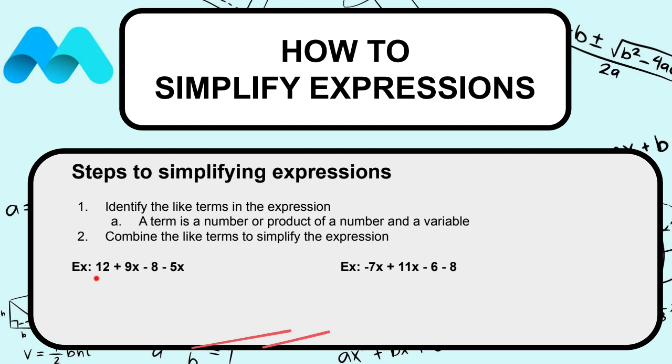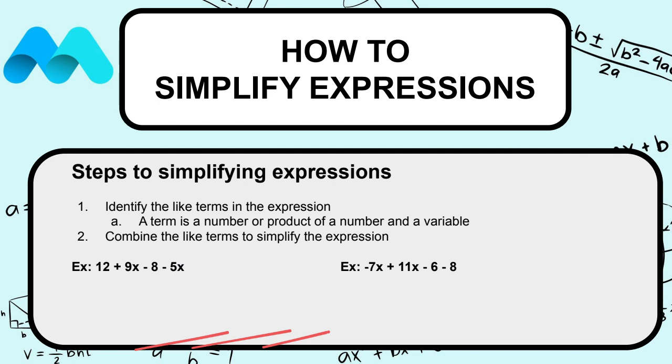So let's look at example number 1. We have 12 plus 9x minus 8 minus 5x. You'll notice that there's something missing here at the end: an equal sign. That's how you know it's an expression. There's no equal sign. We're not solving for anything in this.